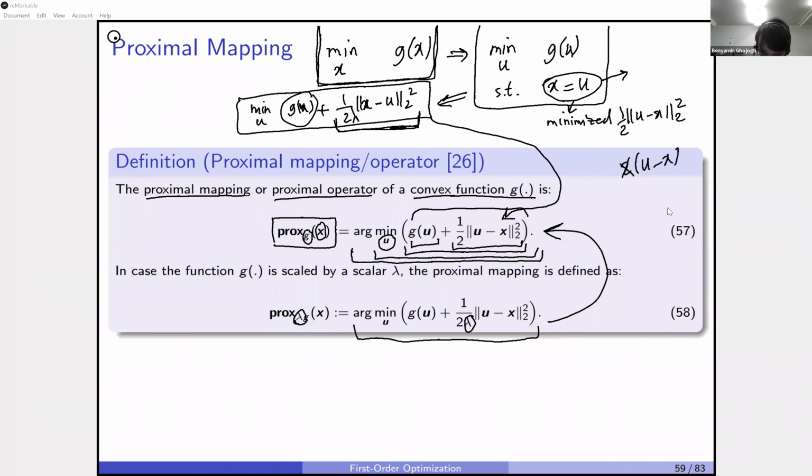So we have this proximal operator generally with a parameter lambda, but when we set lambda to 1, we'll have this. So far clear? Any question? No?